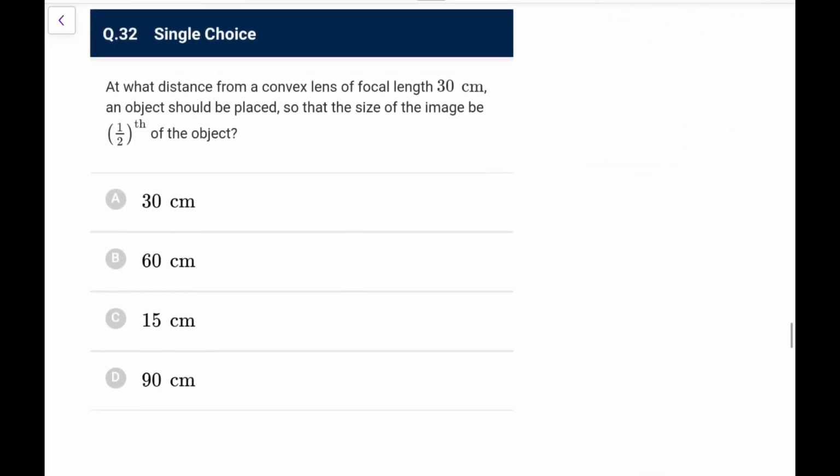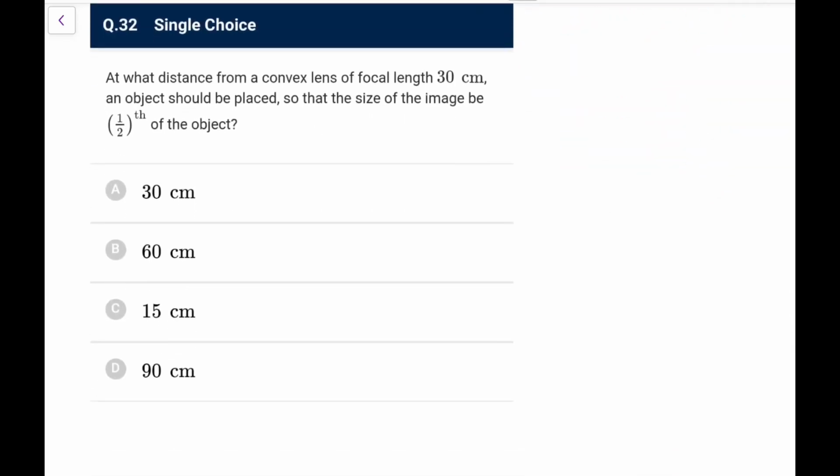Next, at what distance from a convex lens of focal length 30 centimeter should an object be placed so the size of the image is half of the object? So image size should be half. We know in the virtual case it becomes a magnified image, so it cannot be virtual, it could be a real case only. So the answer would be greater than 30 for sure. And for the lesser image it should be beyond 2f. Beyond 2f means it should be greater than 60. So I can directly go out of the options for 90. Otherwise you can solve also. Let me solve it for you also.